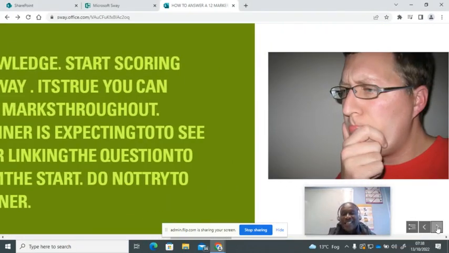Otherwise, you're going to get this, okay? So knowledge, first paragraph, okay? Show the examiner you actually understand the question, key definitions, and obviously throughout you can continue to do that. But the main thing is the first paragraph. Start getting marks straight away, okay?